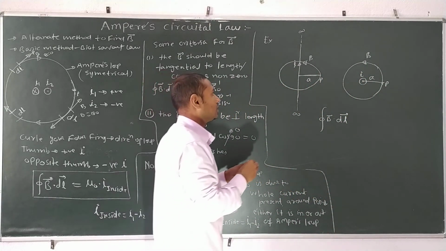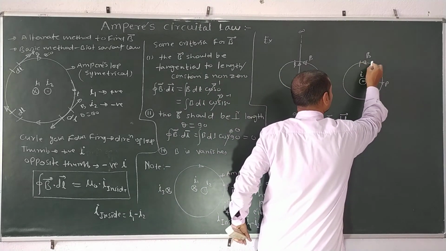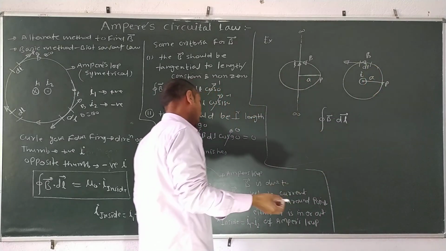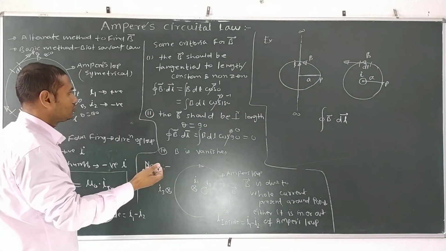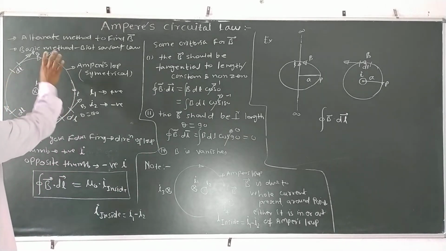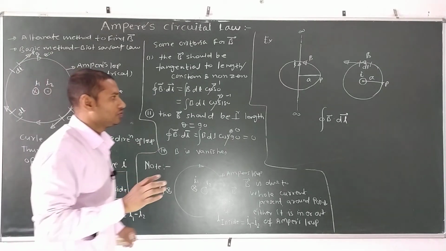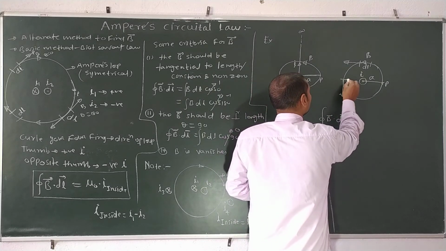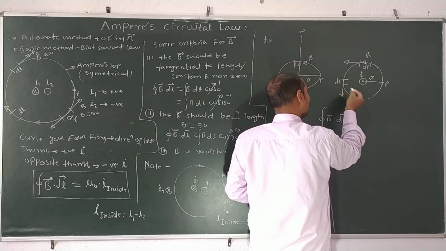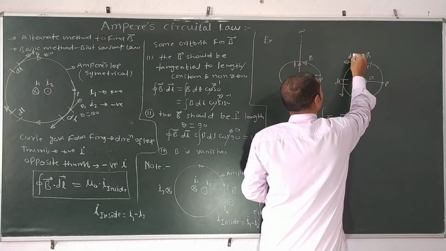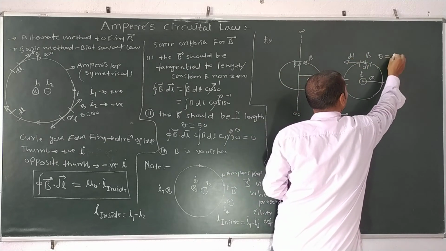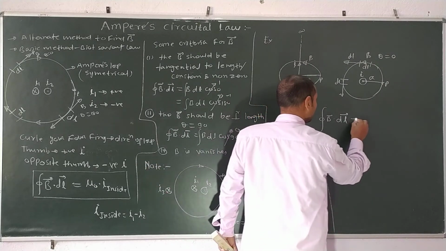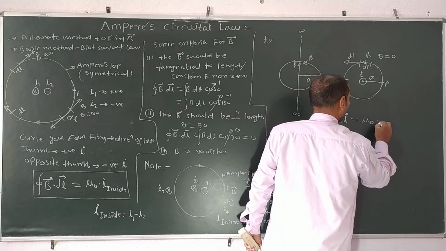And we choose the direction of element dl also in this direction, because we can choose the direction of dl in any arbitrary direction. So we choose it in the direction of B. So dl and B are in the same direction. So theta becomes how much here? Theta becomes 0 degree. So we apply the formula integration B dot dl equal to mu naught I inside.